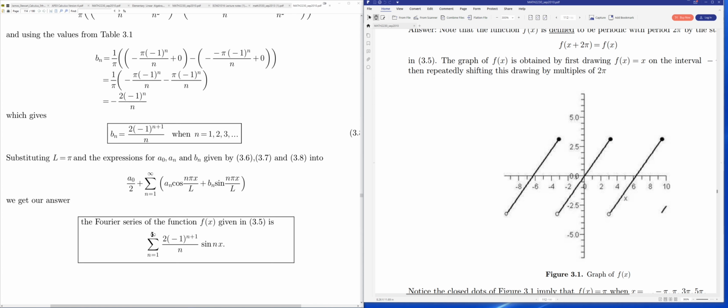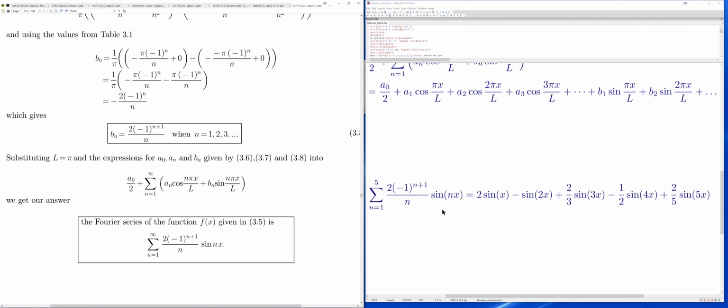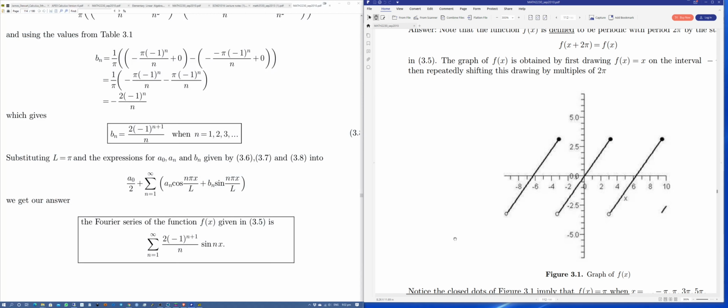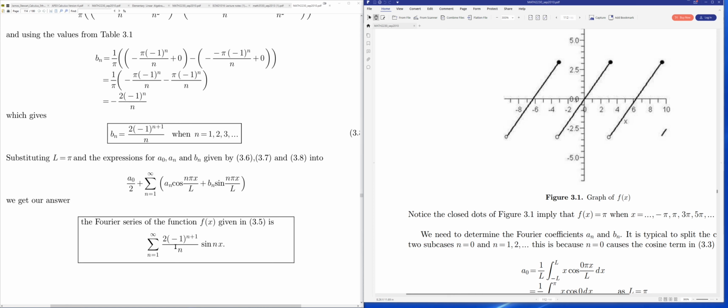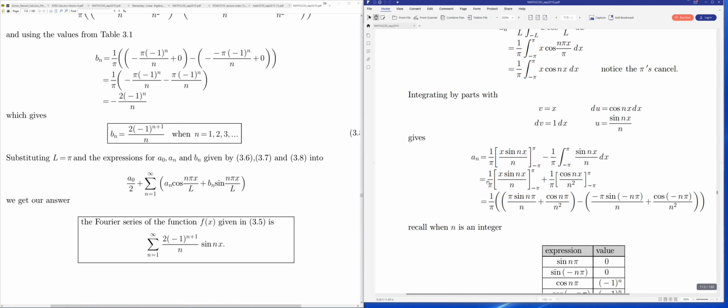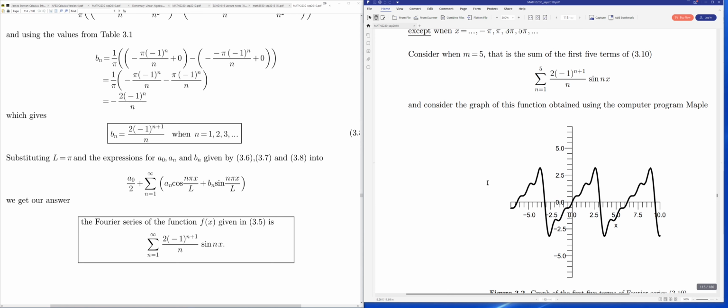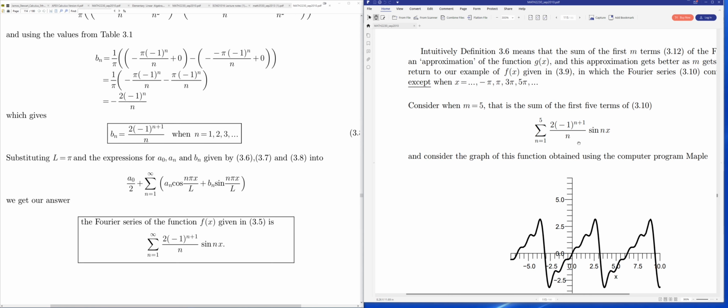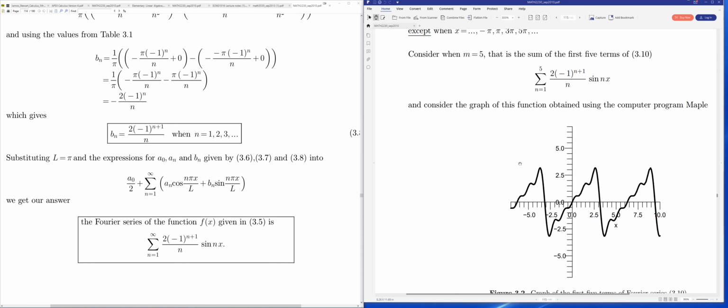Okay, so that's when I use all terms in the Fourier series, when I consider the infinite series. But if I don't consider the infinite series and I just take some of the terms from the Fourier series, I get an approximation to my original function. It's shown in the notes. So this is the Fourier series that I got, and if I take, for example, the first 5 terms from this Fourier series and I graph it, this would be what I would have.